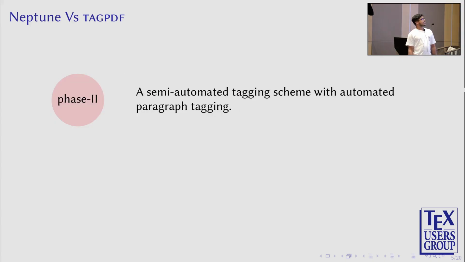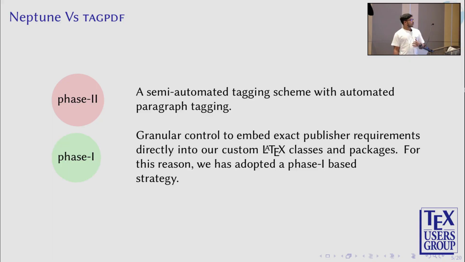Again, phase 2 is the semi-automated scheme with automated paragraph tagging. The third one is phase 1, which we are now using. The development actually started in 2023, and we are still using phase 1, which can give us the exact publisher requirements, so that we can inject particular tags into the PDF. So we used that option, phase 1, as a basic strategy.